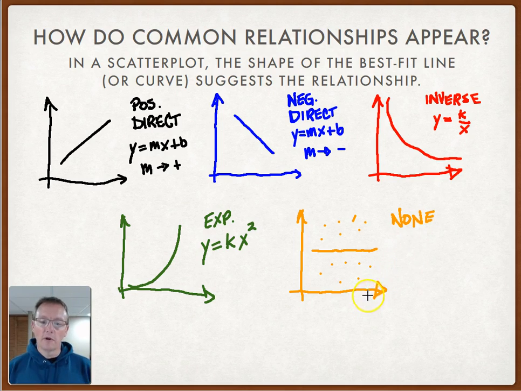So there's no formula that goes with it. Why would a horizontal line be an example of no relationship? Because it doesn't matter what you do to the x value, the independent variable, the dependent variable doesn't change.